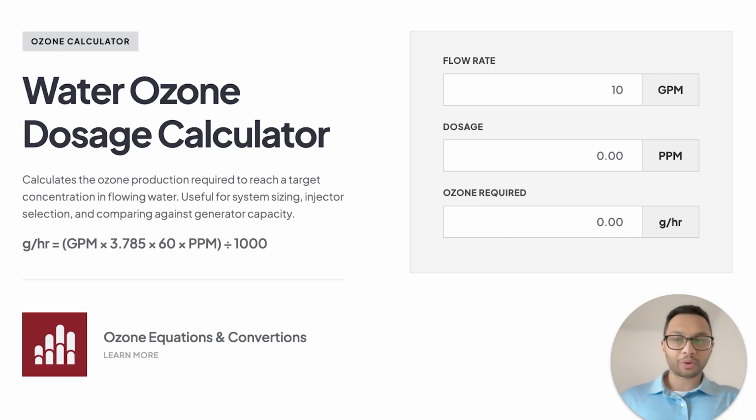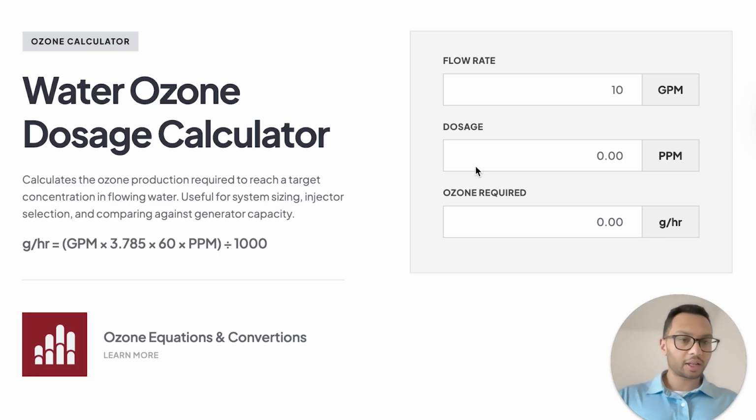This is where most designs actually begin. Over here, you'll have to input your flow rate and your dosage, and that will give you the amount of ozone that's required. This is, once again, as I said, one of our core fundamental equations. It's important because this gives you a theoretical demand, not on the ozone generator, but this will help you to understand, hey, how much ozone is required. And then obviously you need to take the efficiency into consideration.